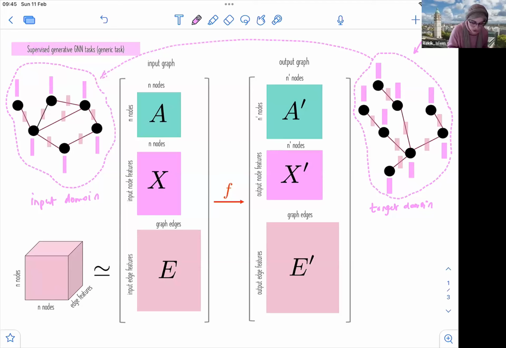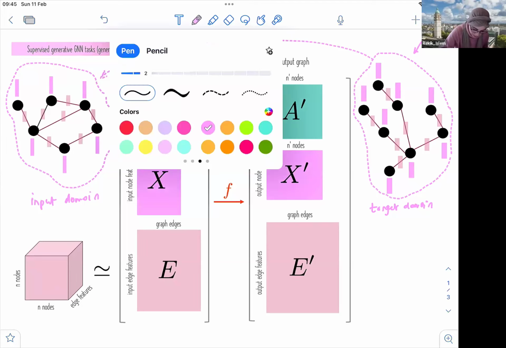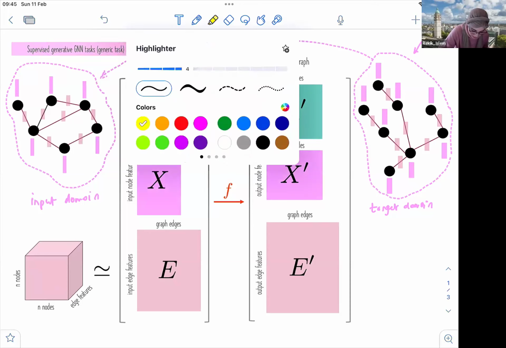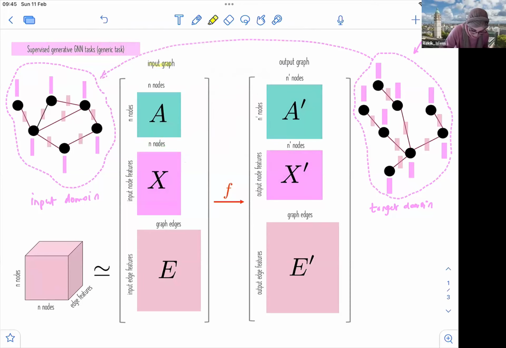So now this is a generic task. Which means, what do we have here? First we have our input graph. The input graph has the A matrix, of size n by n, so it's the size of the input. We have here n nodes, the feature matrix, which has the input feature dimension, for example, D, okay? And then we have also graph edges. So here we stack all the graph edges.